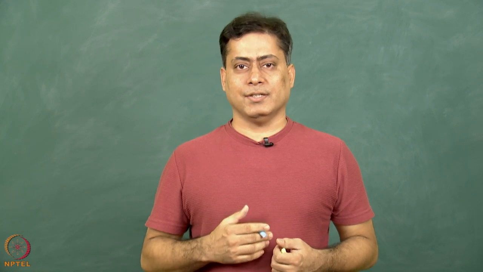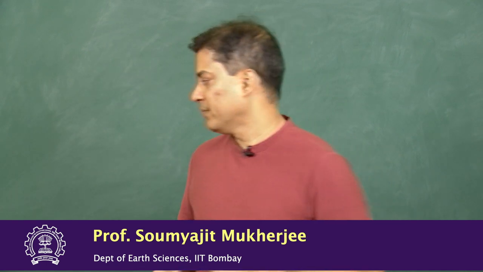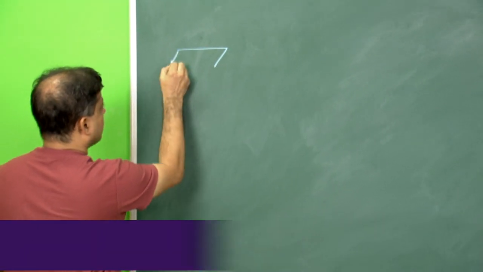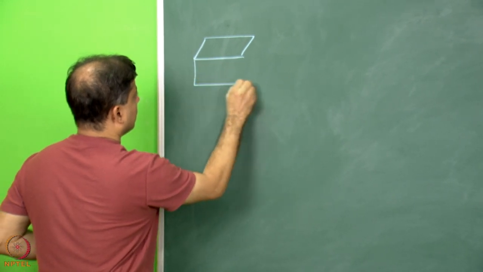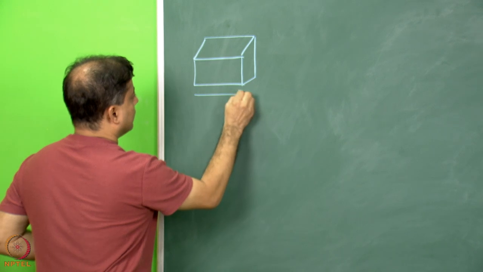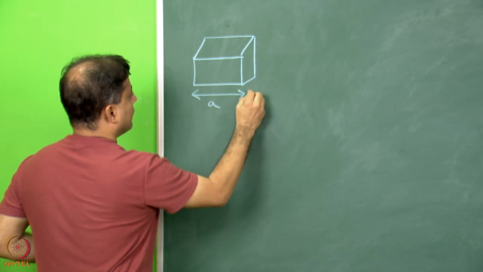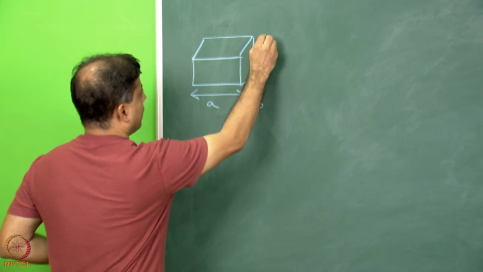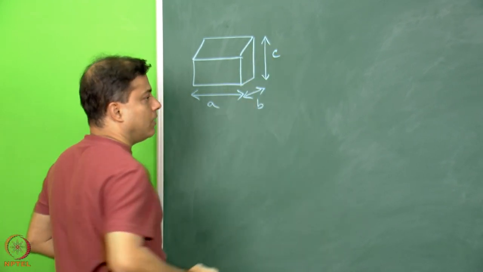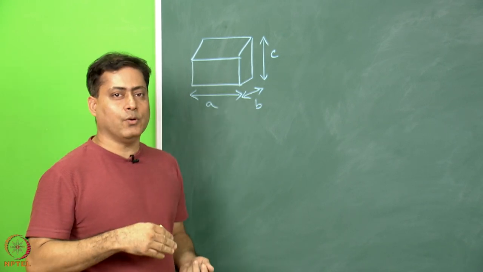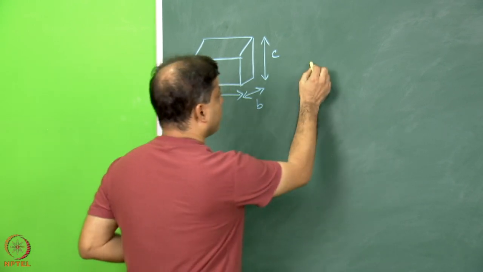Let's look at the strain parameters in some ideal deformation situations. Consider that there is a cuboid of this side having length A, this side having length B, and this side having a length C. Now, suppose a deformation is made and this cuboid alters to another cuboid.